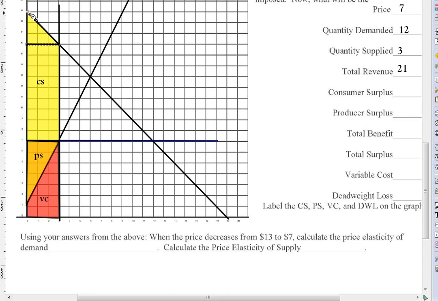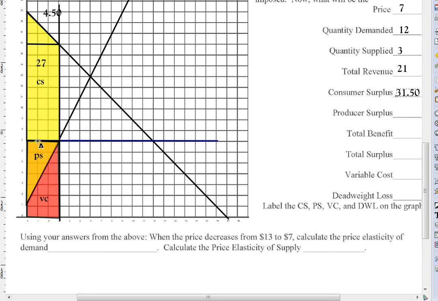So this triangle is 1/2 times 3 times 3. 3 times 3 is 9. Half of that is 4.50. So we're going to have 4.50 for that part. Add it to this part of consumer surplus, which is 3 times, this is going between 7 and 16. So between 7 and 16 is 9. So this is a base of 3, a height of 9. 3 times 9 is 27. So we're going to add those two. 27 plus 4.50, 31.50 is our consumer surplus.